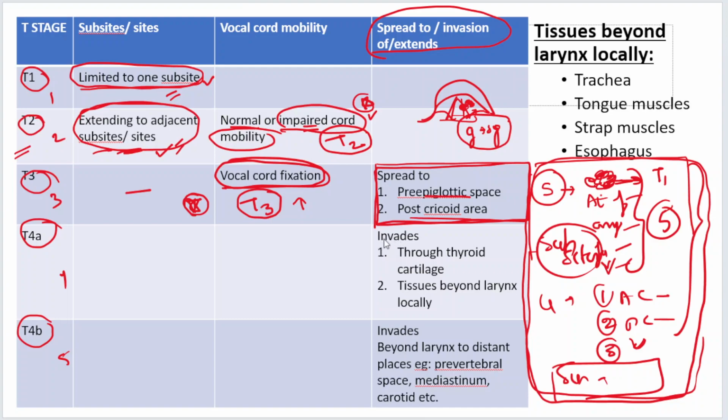Post-cricoid area, it is just posterior to the posterior commissure, but once it goes into the post-cricoid area, that means that it is stage T3. That is stage T3. Okay. Now stage T4A. Now we are not talking about vocal cord fixity. We are not talking about extent of the tumor. Now we are talking about extending beyond the larynx. Now, if it is invaded through the thyroid cartilage and tissues beyond larynx.